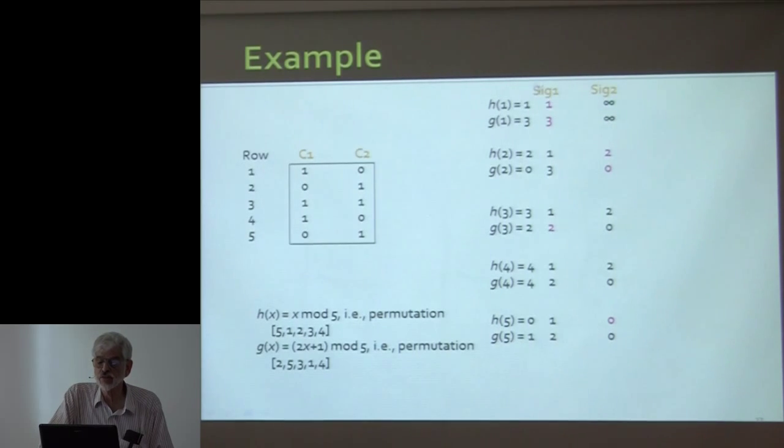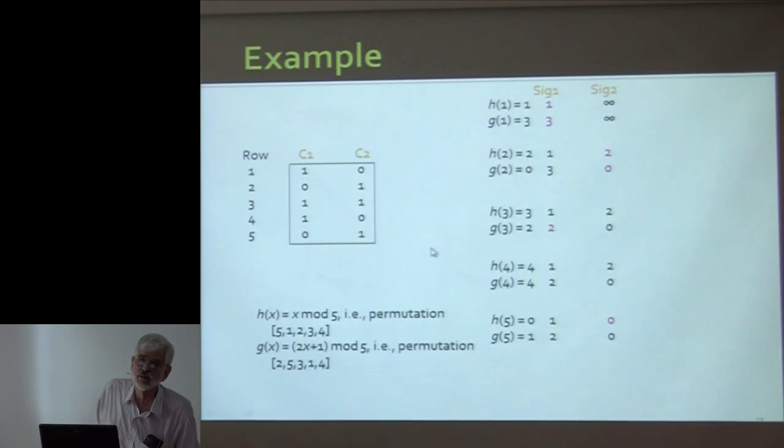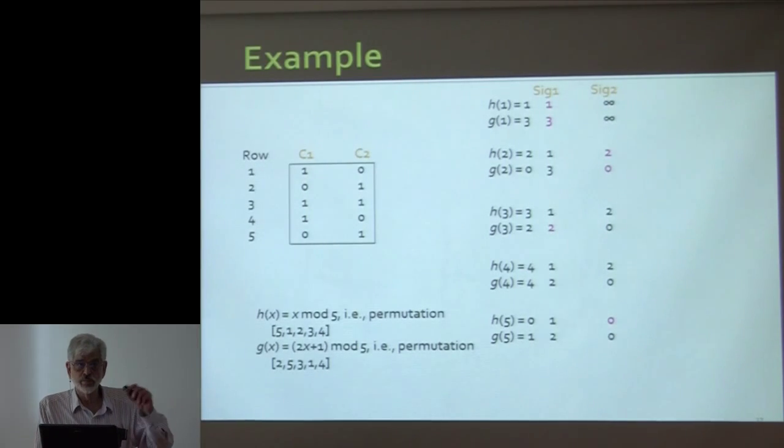For g of 5, I don't change anything. I can't change anything for signature 1 because there's a 0 there. So the final signature matrix has 1 and 2 for the first column, and 0, 0 for the second column. And so these signatures show 100% disagreement. Again, that's an approximation. If you look at the columns, they do agree in one row out of the 5, so they have a Jaccard similarity of a fifth, but their signatures happen to have no similarity whatsoever.